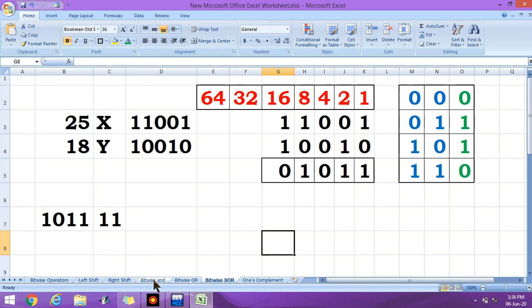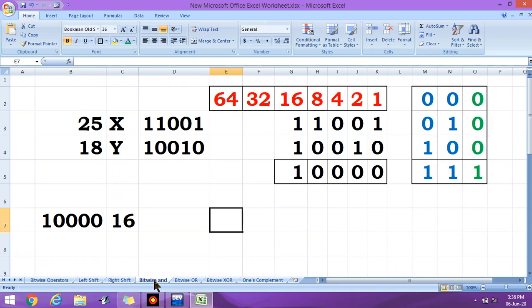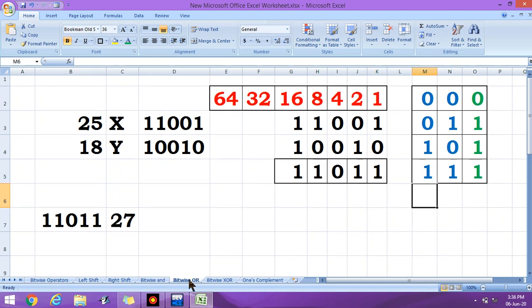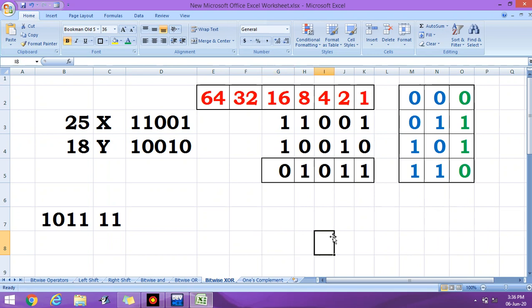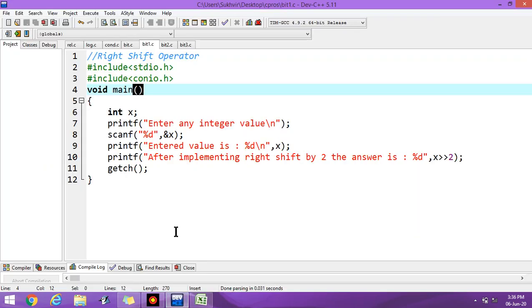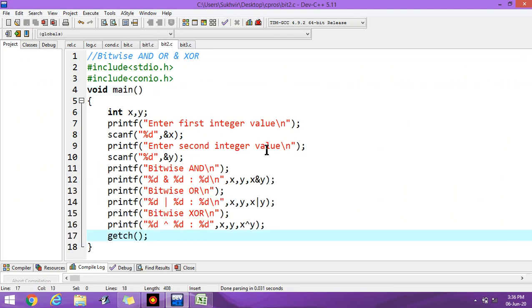Again I repeat, in case of bitwise AND, if both the signals are high, only then the output is high. In case of OR, if both the signals are low, then the output is low, otherwise the output is high. In case of XOR, if both the values are the same, the output is 0. If both the values are different, then the output is high. Let us implement these using programming concepts.